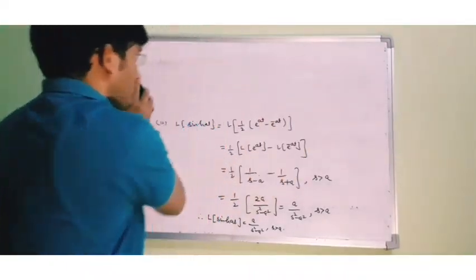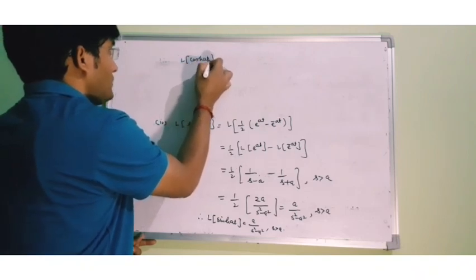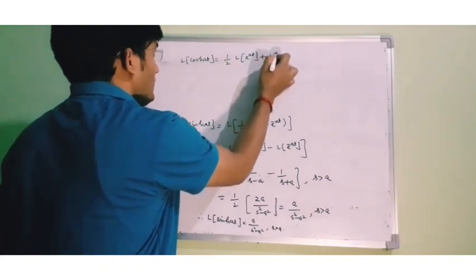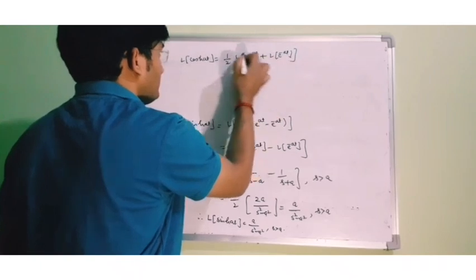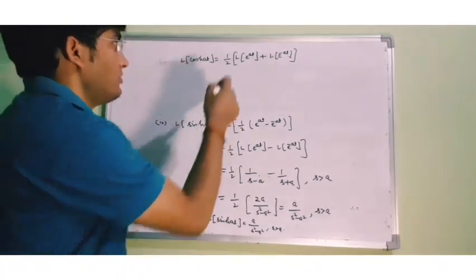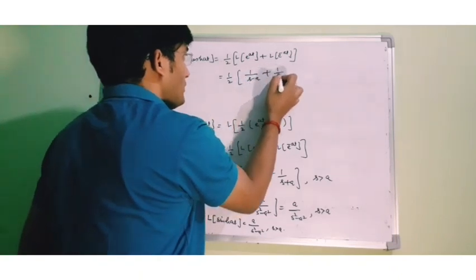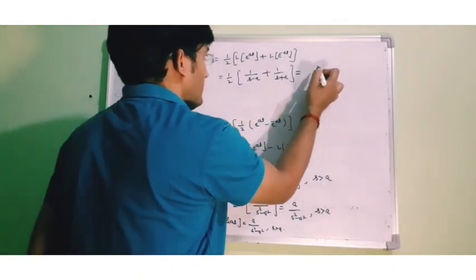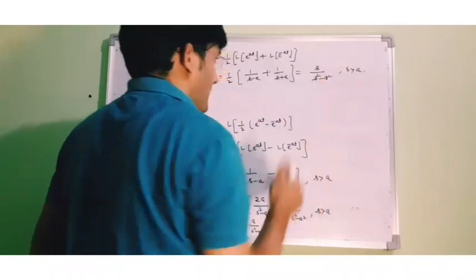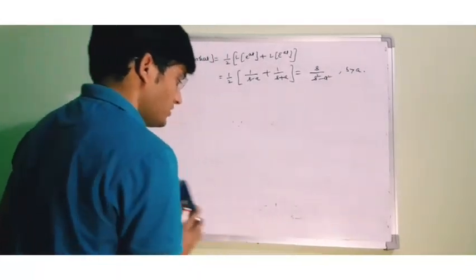Similarly, for cos hyperbolic at, Laplace of cos hyperbolic at is equal to half of Laplace of e to the power at plus Laplace of e to the power minus at, because for cos hyperbolic at we have the positive sign at this place. So we will get this equation, which is equal to 1 upon s minus a plus 1 upon s plus a. On solving we will get s upon s square minus a square. Again, s has to be greater than a. So these are some basic formulae for the Laplace transformation.